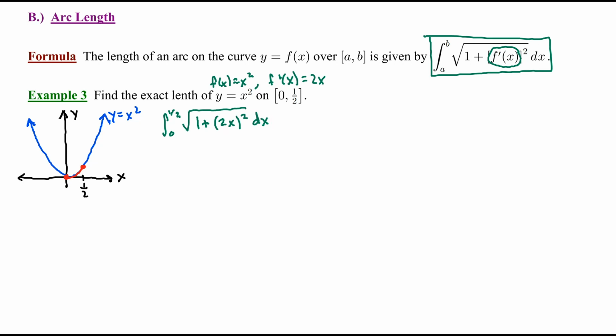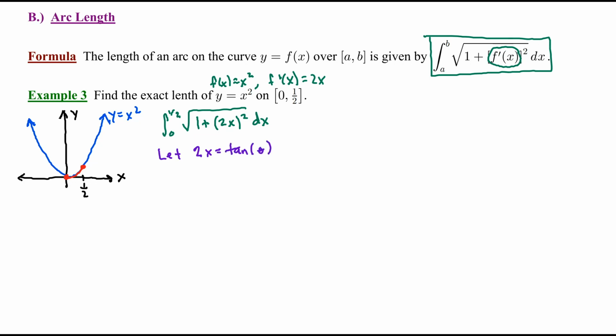Notice for this integral that we have the pattern of the sum of two squares under a radical. So hopefully you're becoming sensitive to these types of patterns. This is a problem that's going to require trigonometric substitution. And because we're dealing with the sum of two squares, we're going to use the tangent function. So we're going to let 2x equal tangent of theta.